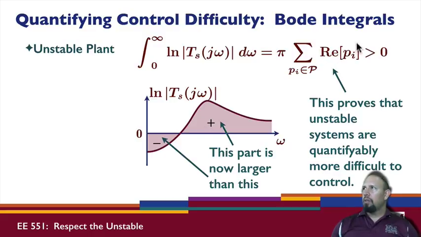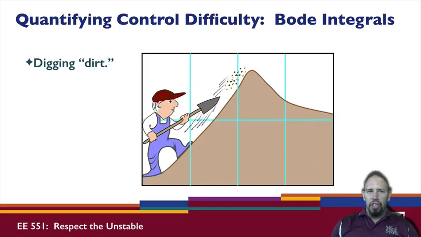And the more unstable, that is, the further into the right half plane the poles are, the larger this quantity is. And so again, I could still have a low value here, but that means I'm going to have large values over here. So the author calls this digging dirt. Basically, if I get rid of some over here, I have to put it over here. That's the basic idea behind the Bode integral. So the author makes the point that the unstable system is quantifiably more difficult to control.